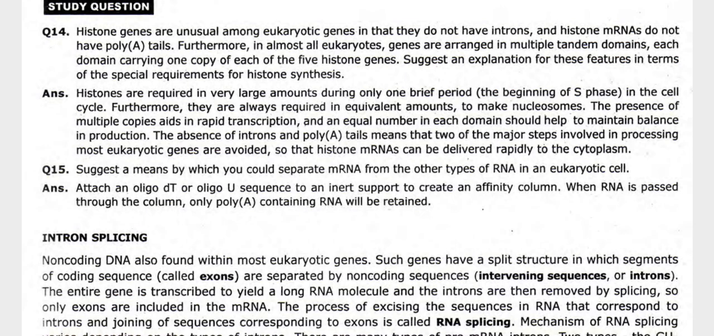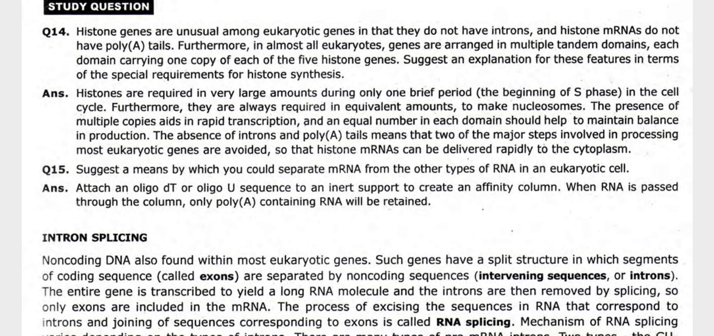Histones are required in very large amounts during only one brief period, the beginning of S phase in the cell cycle. Furthermore, they are always required in equivalent amounts to make nucleosomes. The presence of multiple copies aids in rapid transcription, and an equal number in each domain should help to maintain balance in production. The absence of introns and poly A tails means that two of the major steps involved in processing most eukaryotic genes are avoided, so that histone mRNAs can be delivered rapidly to the cytoplasm.